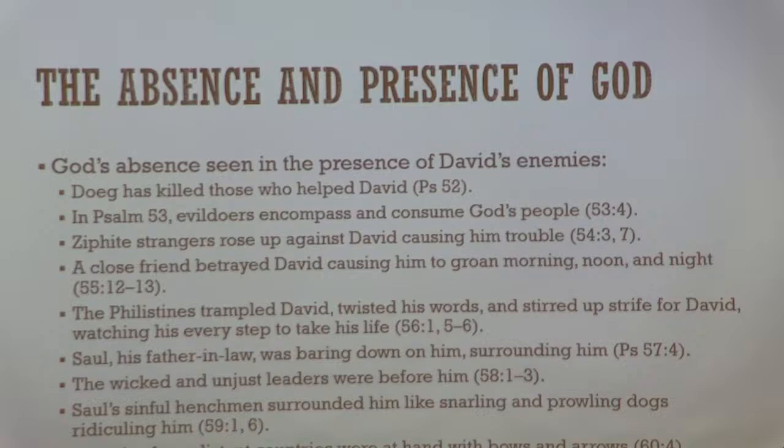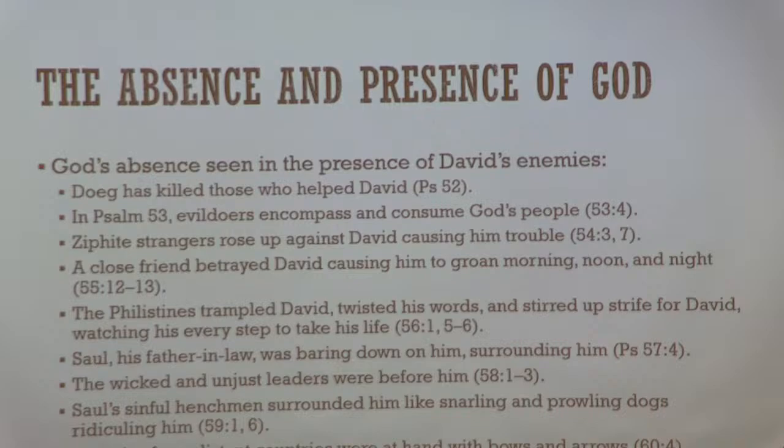Right, so Psalm 52, Doeg has killed those who helped David. He's killed Ahimelech, and 85 total there at Nob. In Psalm 53, evildoers have encompassed and consumed God's people like bread in 53:4. The Ziphite strangers rose up against David, causing him trouble in 54:3 and 7.